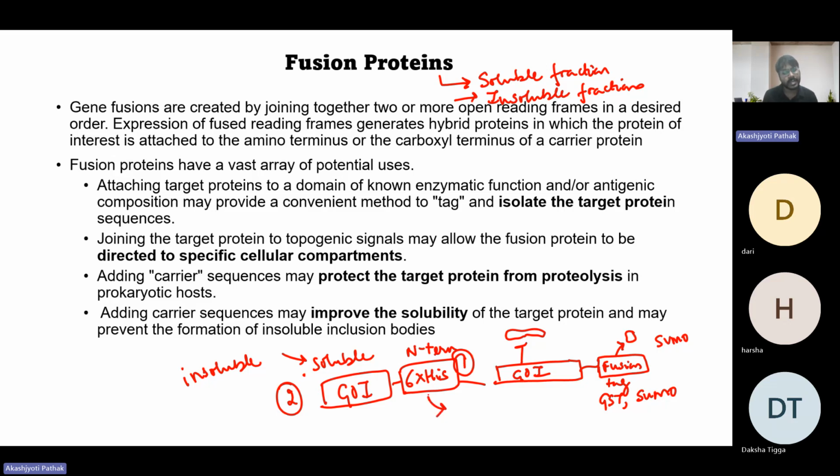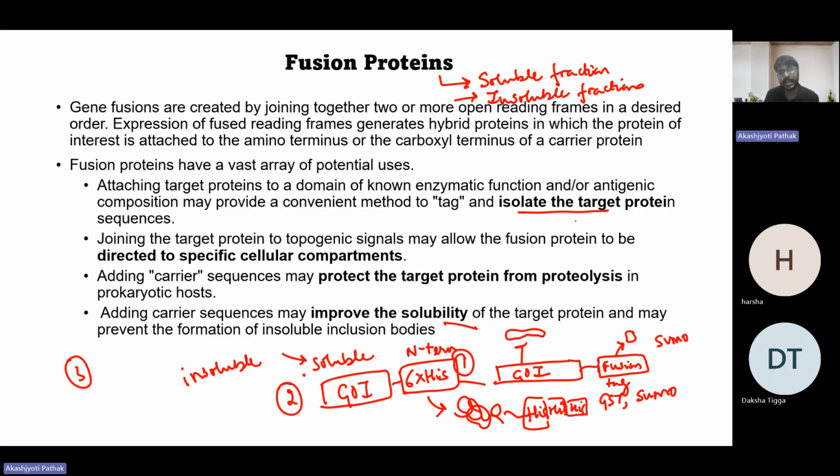Once you have added this 6-histidine tag to your gene of interest, the protein that you have synthesized will also have this histidine tag. Now this histidine tag can be used for nickel NTA purification. Okay, if you want to do affinity chromatography, then this will be useful. And another reason why you need a fusion protein is to protect the target protein from proteolysis in the prokaryotic host. This is one, to improve the solubility of the target protein. And the third is to isolate the target protein. So that is what I was explaining.